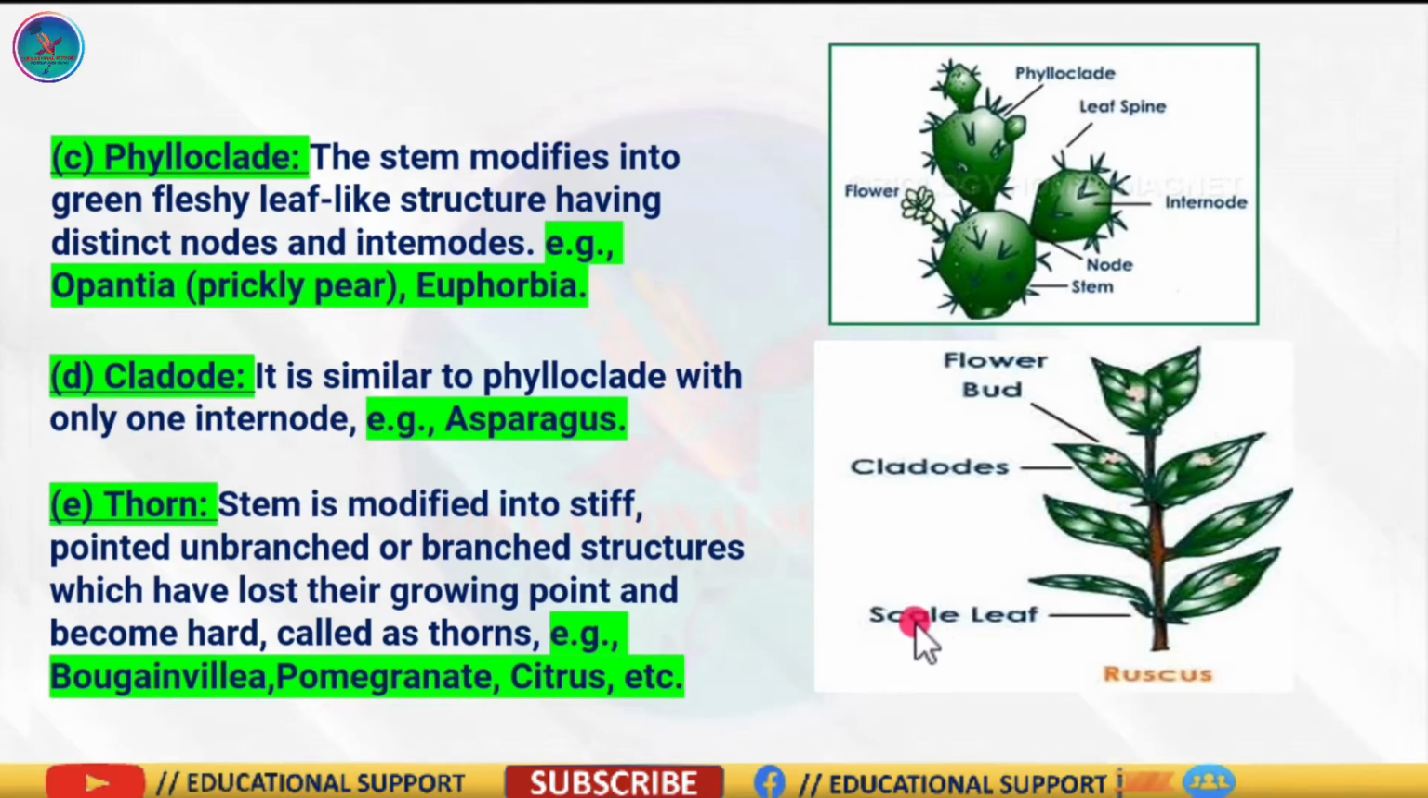Cladode: it is similar to phylloclade with only one internode, for example, asparagus. Next is thorns. The stem is modified into sharp, pointed, unbranched or branched structures which have lost their growing point and become hard, called thorns. For example, bougainvillea, pomegranate, citrus, etc.